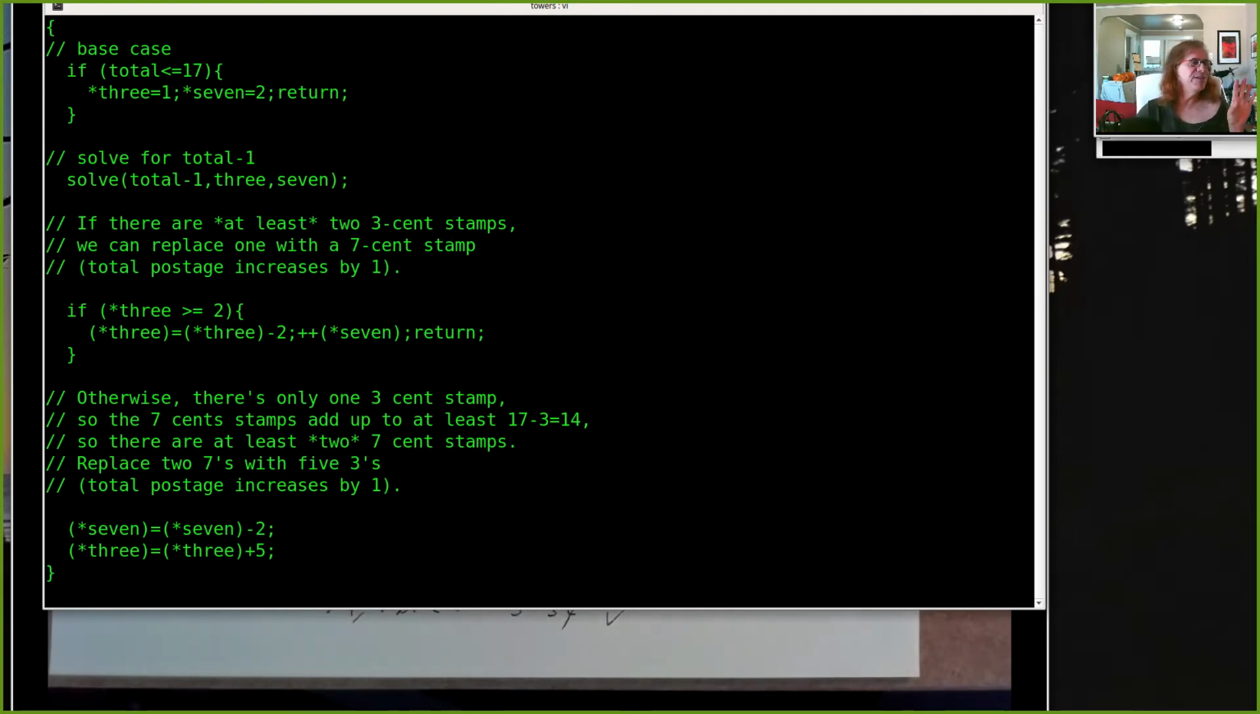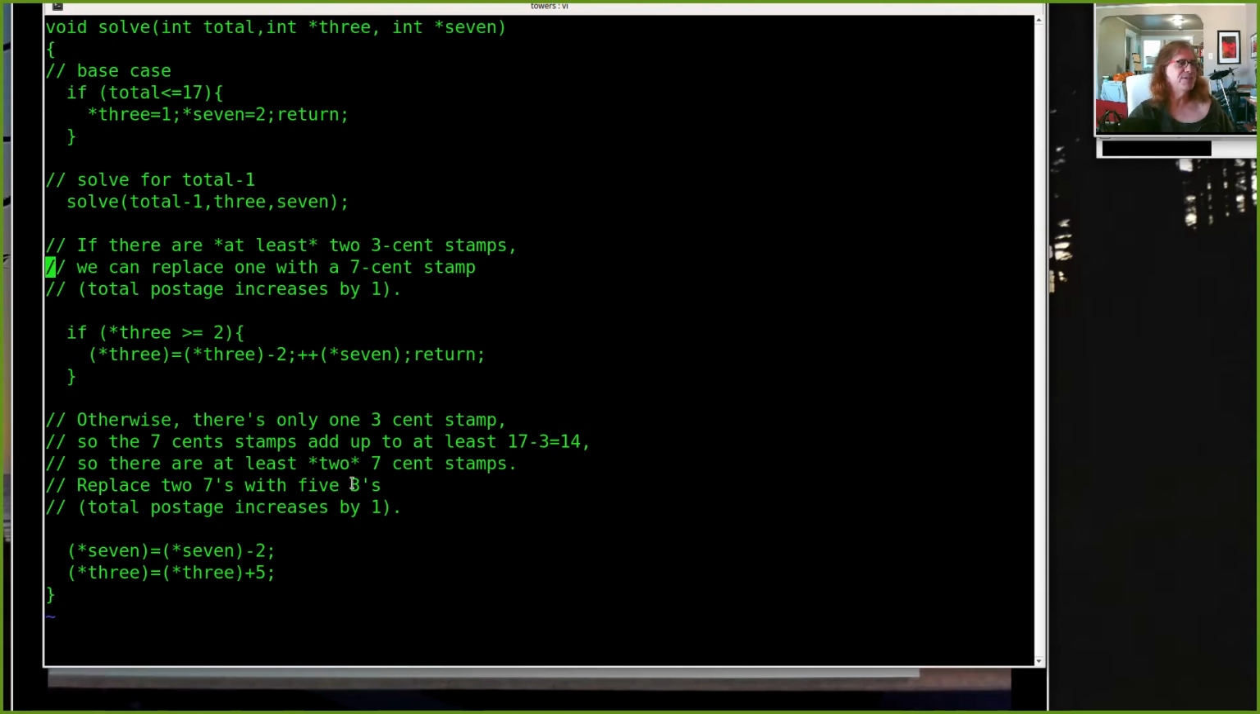And there's nothing in this function that really addresses the larger scale question of how do I get this postage out of 3s and 7s. All we've done is really code up the inductive proof that we can find a solution. And this function only does two things. One, if you ask for 17 cents postage, it gives you an explicit solution. Otherwise, it solves a solution for 1 penny less, and then changes that into the solution for our desired total.